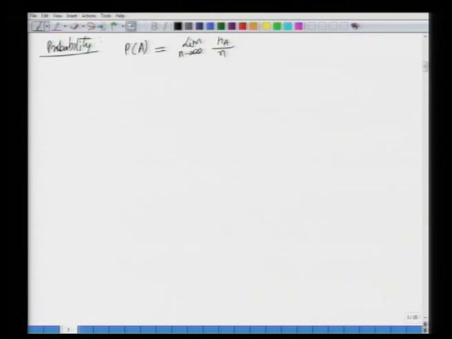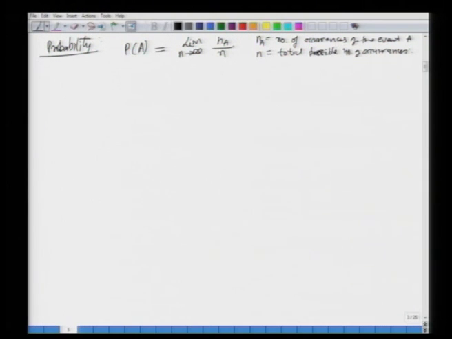Let me define these things. What is n subscript A? It is the number of occurrences of the event A, and n is the total possible number of occurrences of your event A, of course.